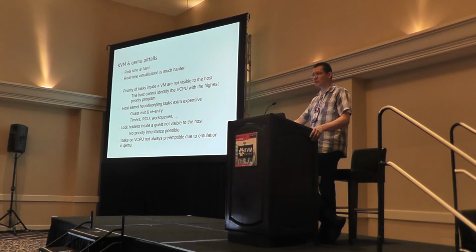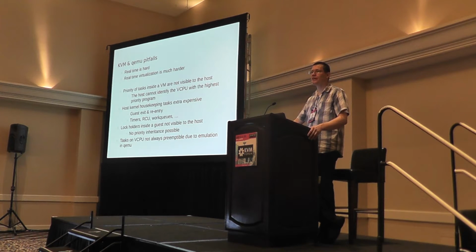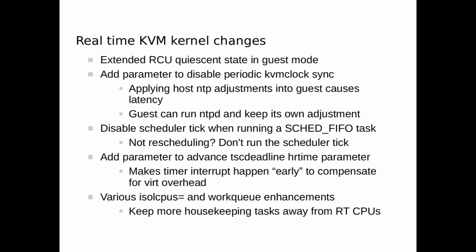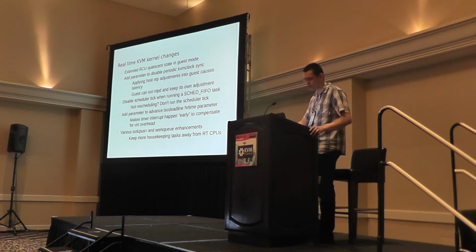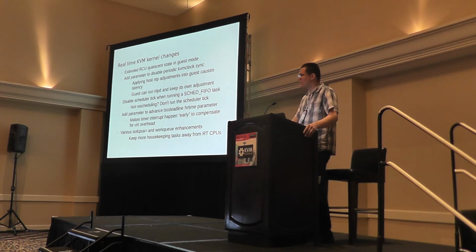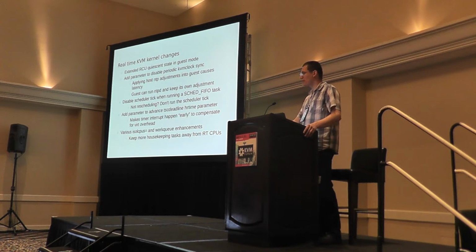Another thing that we cannot do is priority inheritance, because the host kernel cannot see which tasks are running inside the guest, or what locks they might be holding inside the guest. And inside the vCPU, we have similar issues where the task that is running may not be preemptible. There were a number of changes that we had to make to the kernel in order to make real-time KVM work.